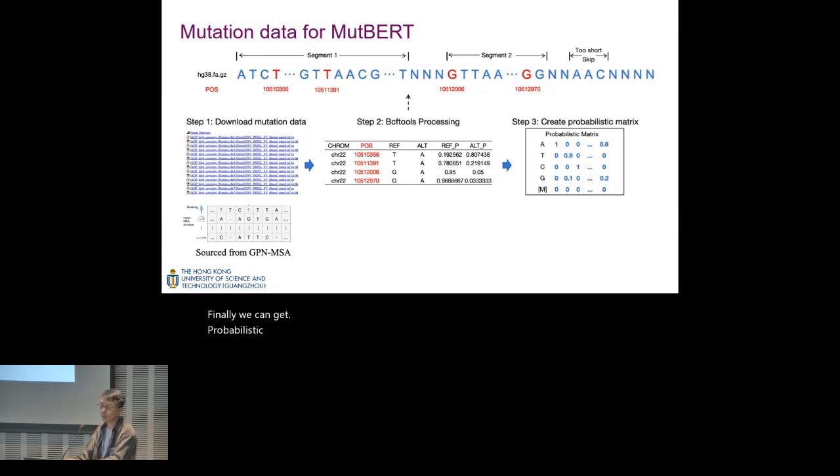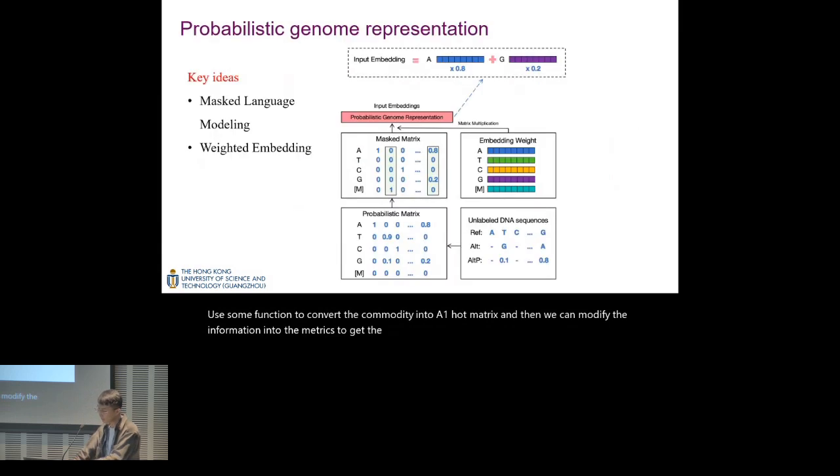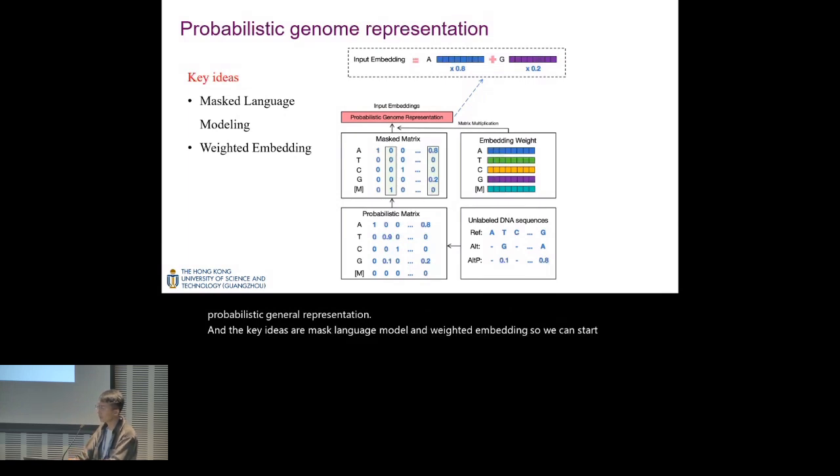The detail is we can convert the raw input, raw segments, into an integer input, and then we can use some function to convert it into a one-hot matrix, and then we can modify the information in the matrix to get the probabilistic matrix. So based on this, we propose probabilistic genome representation. And the key idea is masked language model embedding. So we can start with unlabeled DNA sequence.